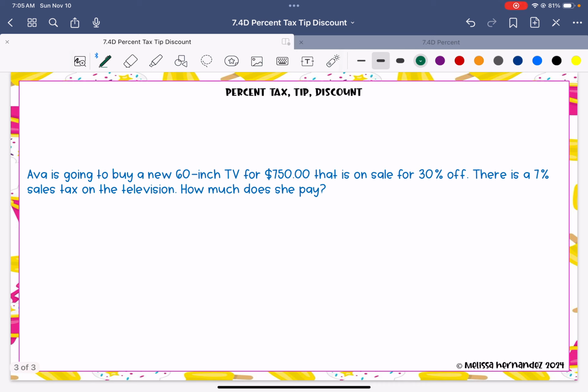Ava's going to buy a new 60-inch TV for $750. It's on sale for 30% off. There's a 7% sales tax on the television. How much does she pay? Well, we first want to figure out the 30%. We already know 100%. I purposely put the percent on the left. It's irrelevant where you put it. It can be on the left, it could be on the right, as long as you keep it together. The total is $750. So we want to know what 30% is.